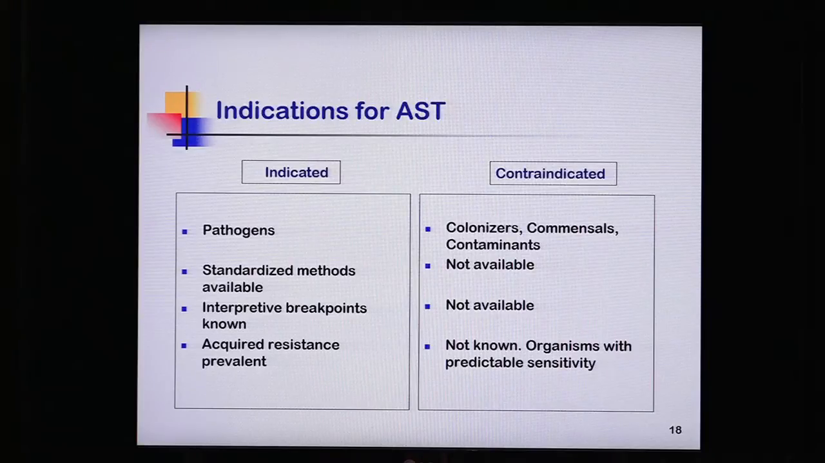We should do AST when we find that it's a definite pathogen. It's a pathogen that needs to be treated. And if it needs to be treated, we need to know what to treat it with. There are standardized methods available. There are breakpoints known, and acquired resistance is prevalent. If these criteria are satisfied, then AST should be done. I'll give you an example, group A Streptococcus. Universally known, it is sensitive to penicillin. No need to do sensitivity. Even if you do it, it is meaningless. Tell the clinician, start penicillin.